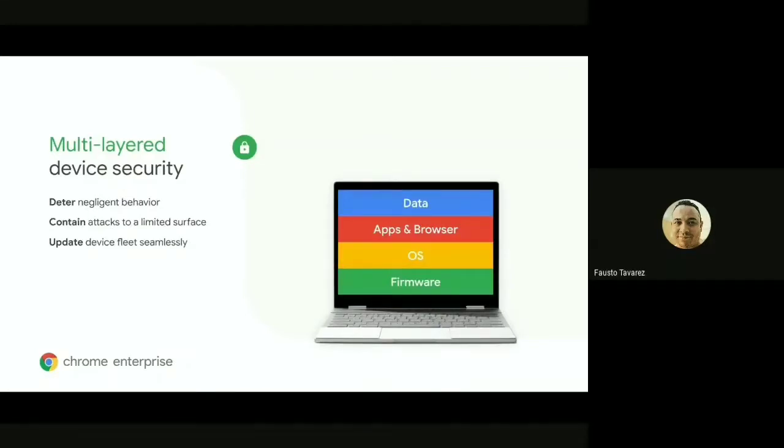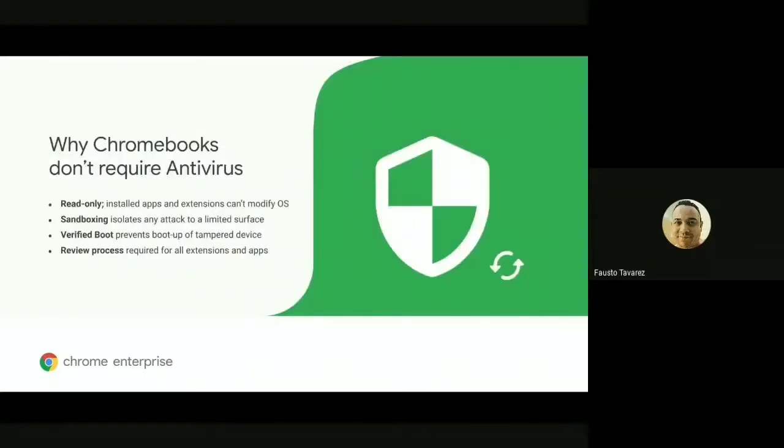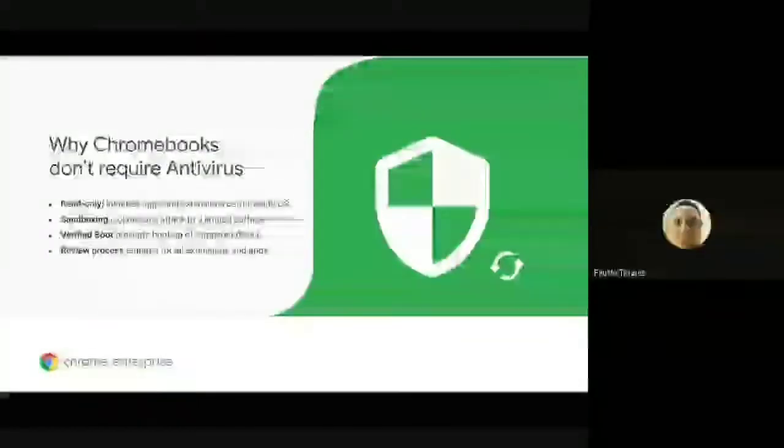So this is what we call a multi-layer security approach. Basically, we try to deter negligent behavior, but when that fails, we make sure that the attack gets contained within all those layers. And in addition to that, because we're constantly updating the devices, we always try to stay ahead of the bad guys. In many cases, some people come up to me and say, hey, I would love to try Chrome, but my antivirus vendor doesn't really support it. Well, the reason is because it doesn't really require an antivirus. So you can actually deploy all your Chromebooks and not have to deal with antivirus ever again.